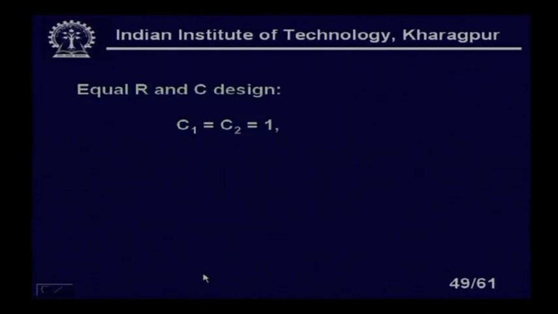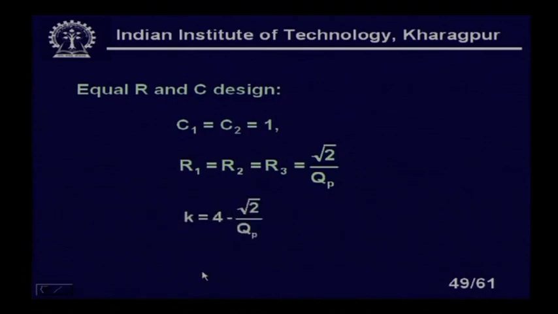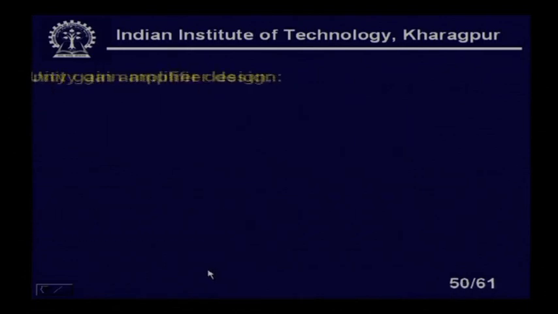Equal R equal C design: C 1 equal to C 2 equal to 1 and R 1 equal to R 2 equal to R 3 equal to root 2 by Q p. In the case of band pass, small k equal to 4 by root 2 Q p, right.